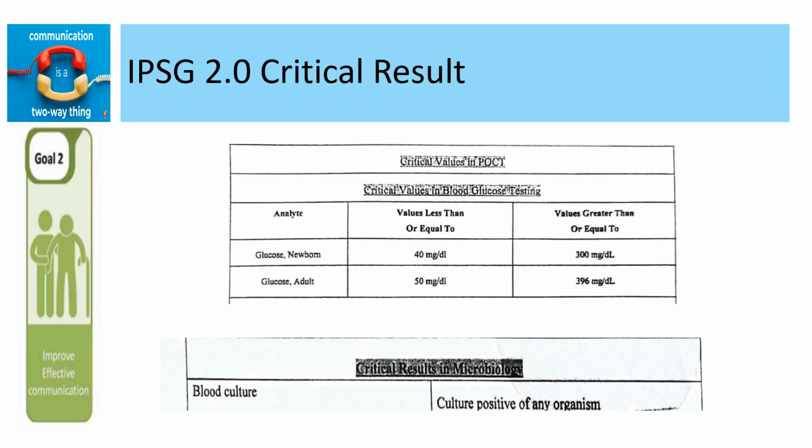Critical result from point-of-care testing in the unit. From glucometer reading, newborn blood glucose below 40 mg/dl and above 300 mg/dl are considered critical, while in adult less than 50 mg/dl and greater than 396 mg/dl. These need prompt action. Reminder: all positive culture from blood culture are considered critical results.